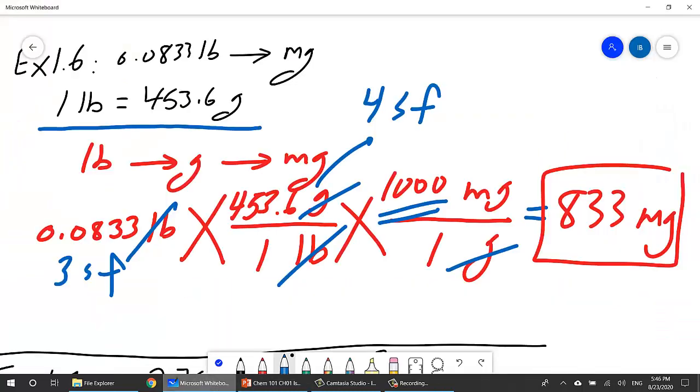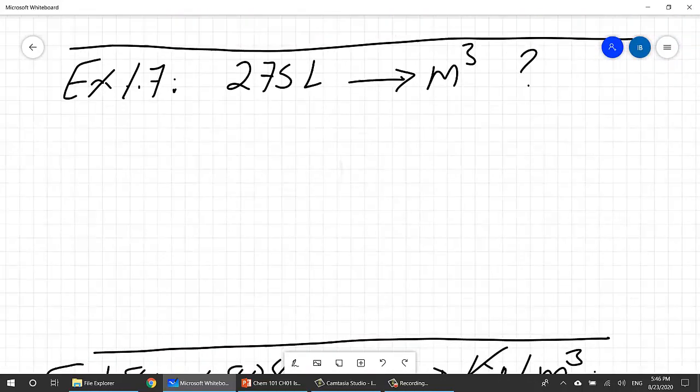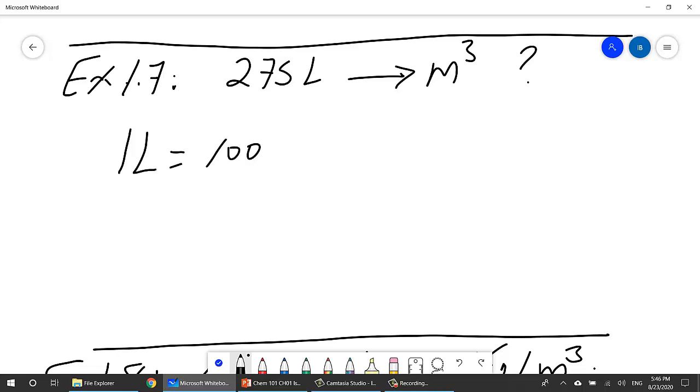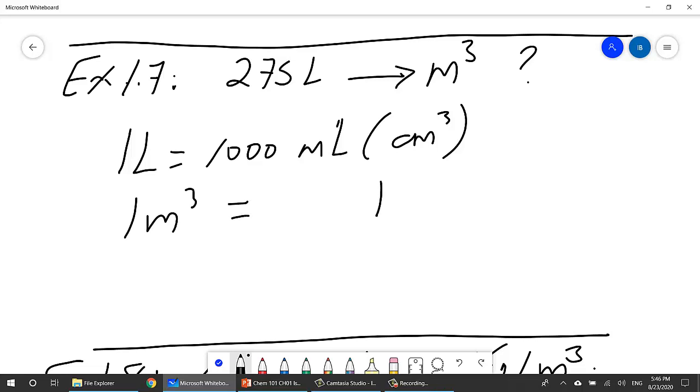Okay, let's think about it. That's example 1.7 again. 275 liters to meter cube. Well, let's recall the conversion factors. I know that 1 liter is equal to 1,000 milliliter, in other words centimeter cube. That's not helping here, because I also know that 1 meter cube is 1,000 liters, or 1 million milliliter. So we need this here.